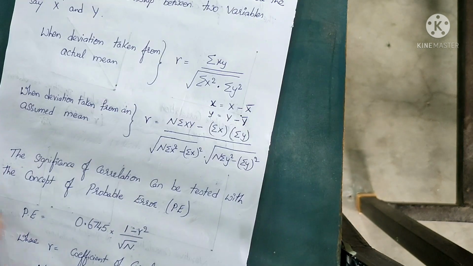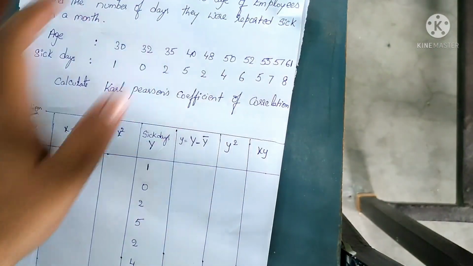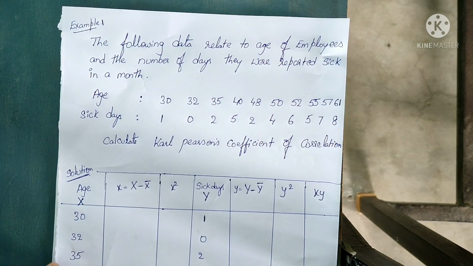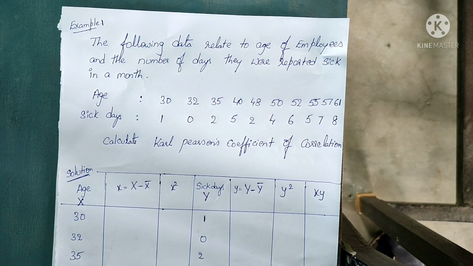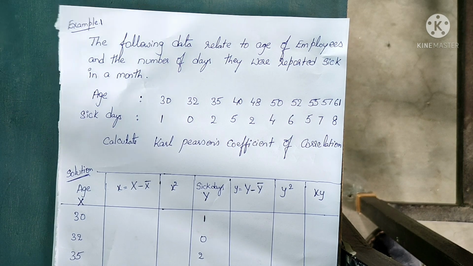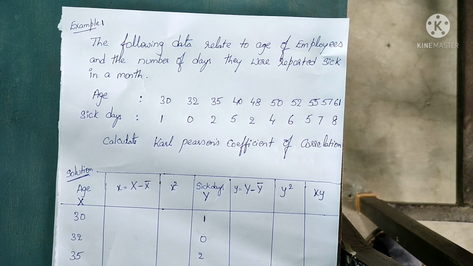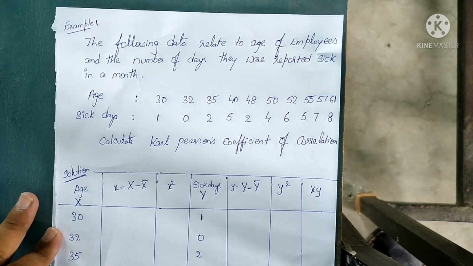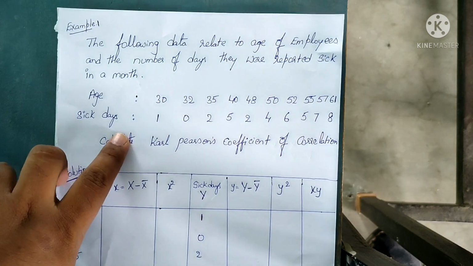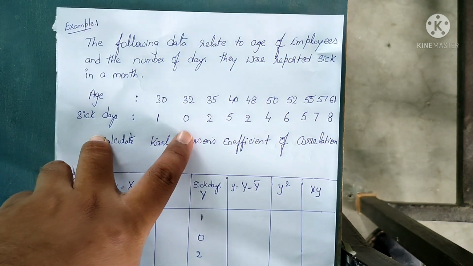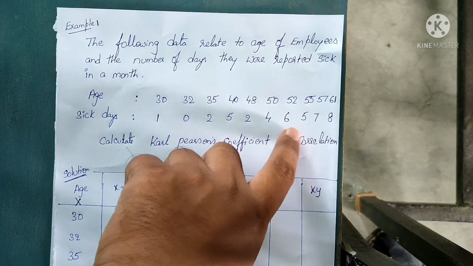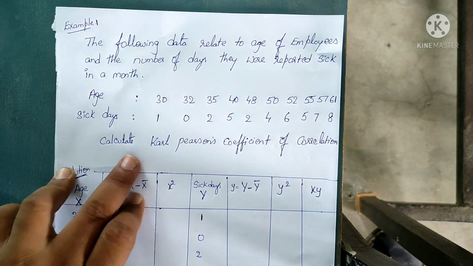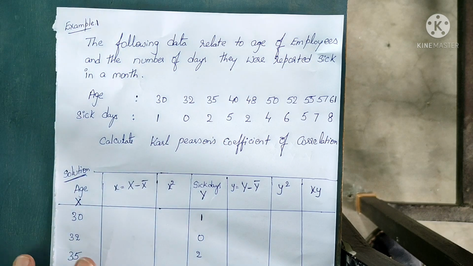So let us do an example. The following data relates to age of employees and the number of days they reported sick in a month. Age is 30, 32, 35, 40, 48, 50, 52, 55, 57, 61, and sick days, that is how many days they have kept leave, are 1, 0, 2, 5, 2, 4, 6, 5, 7, 8. Calculate Karl Pearson coefficient of correlation.